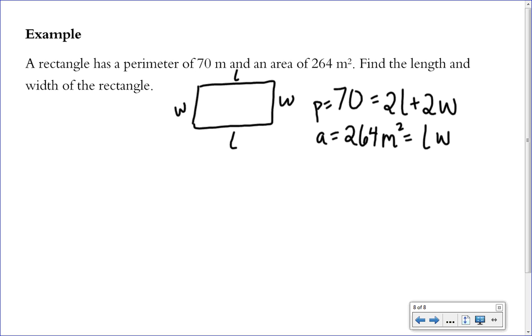So for this kind of problem, we need to express one variable in terms of another variable so that we can get the variables to cancel. In this case, I'm going to express length in terms of width. So I'm going to do that by dividing by W here. So now I have length in terms of width.